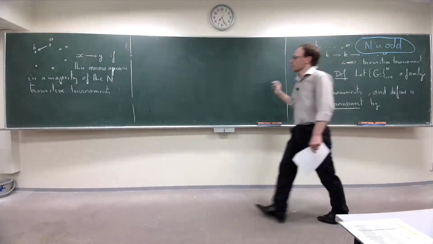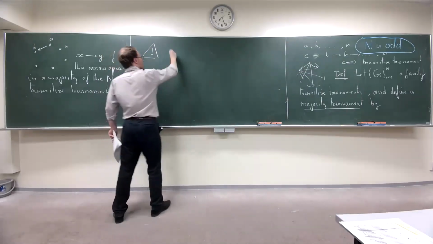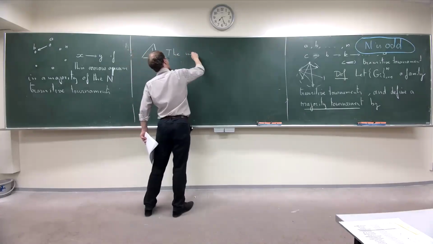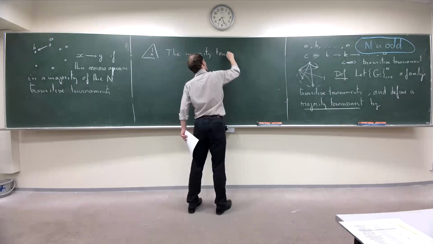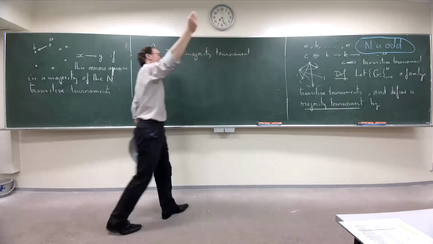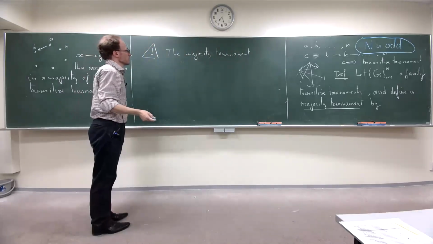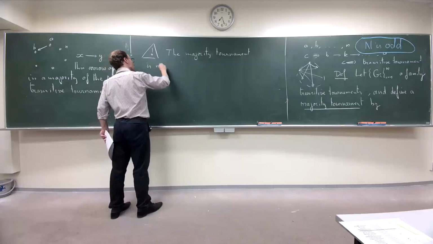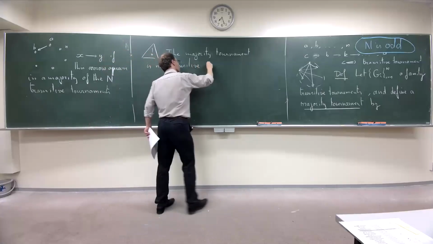Be careful, it's not a transitive graph anymore. The majority tournament is a tournament because we always have either an arrow from A to B or from B to A. But the majority tournament is not transitive in general.